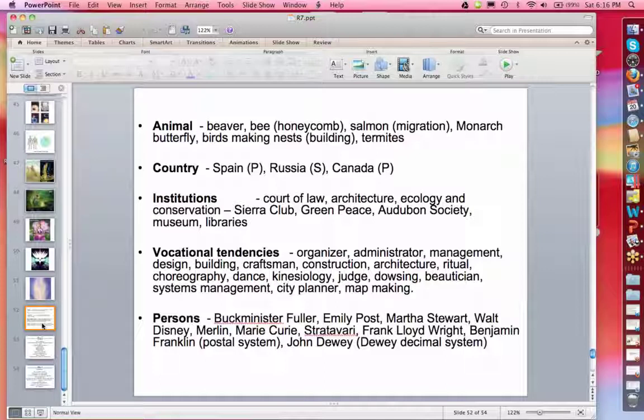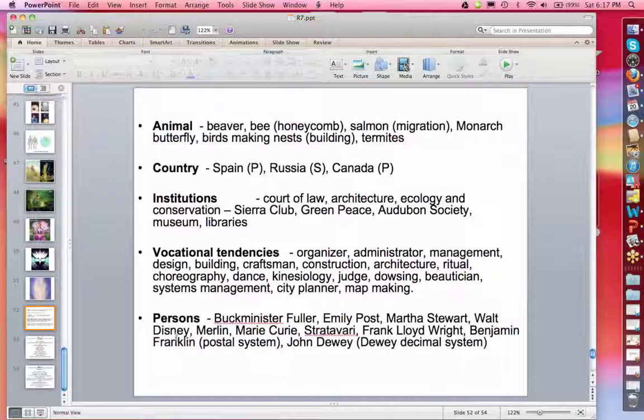So what kind of institutions are we looking at? Court of law, architecture, ecology and conservation. So you have places like the Sierra Club, Greenpeace, the Audubon Society, museums and libraries. Vocational tendencies are working in management or organizing or administrating, design, building, craftsmen, construction, architecture, ritual, choreography, dance, kinesiology, beauticians, system management, city planners. And here you have some people that were strong seventh ray types.